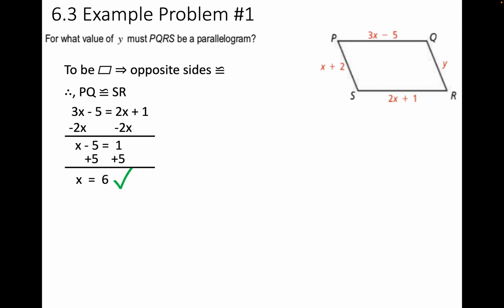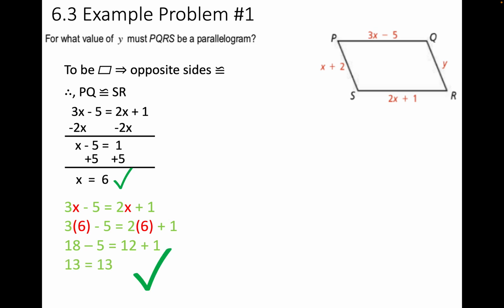I can check to see if that's right by plugging that back into the equation I just had. 3x minus 5 equals 2x plus 1, so that would be 3 times 6 minus 5 equals 2 times 6 plus 1. So that would be 18 minus 5 equals 12 plus 1. 13 equals 13. Yes, that is true, so I know that x must be equal to 6.